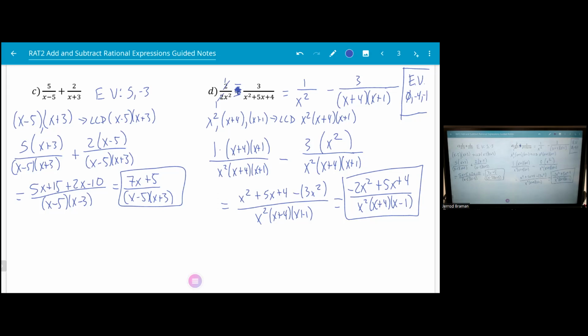For letter D, we end up with our excluded values of 0, -4, and -1. Our LCD ends up being x squared times x plus 4 times x plus 1. So in our first rational expression, we have to multiply the numerator and denominator by x plus 4 times x plus 1. And we have to multiply the numerator and denominator for our second rational expression by x squared. We end up with x squared plus 5x plus 4 minus 3x squared divided by our common denominator. And when we simplify out, we end up with -2x squared plus 5x plus 4 divided by x squared times x plus 4 times x plus 1.